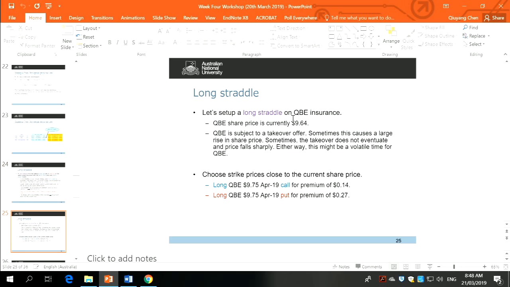And I also gave you one example. I said, let's straddle QBE, right? So on Monday I said, let's straddle QBE. So the QBE share is currently selling for $9.64. And what we're going to do is long an April expiry call option with a strike price of $9.75. So that cost us 14 cents. And we're going to take a long position in the April expiry put with a strike price of $9.75, and that cost us 27 cents.